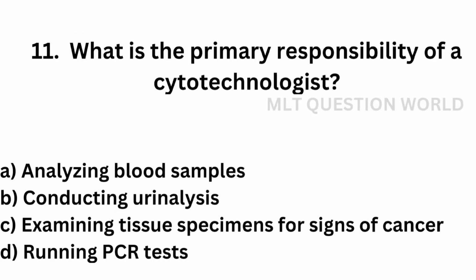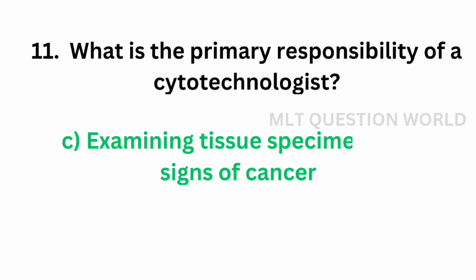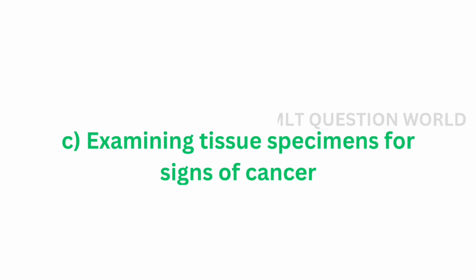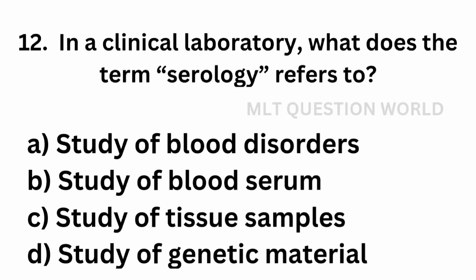Question number 11. What is the primary responsibility of a cytotechnologist? Option A, analyzing blood samples. Option B, conducting urine analysis. Option C, examining tissue specimens for signs of cancer. Option D, running PCR tests. The correct answer is option C, examining tissue specimens for signs of cancer. The primary responsibility of a cytotechnologist is examining tissue specimens for signs of cancer.